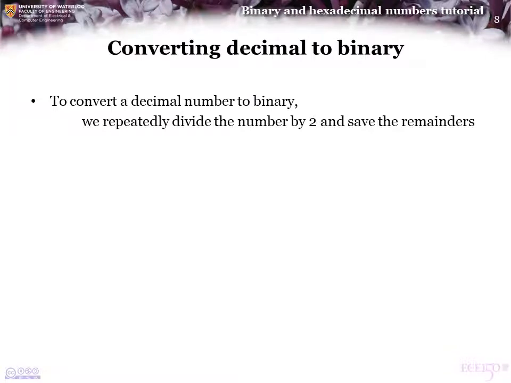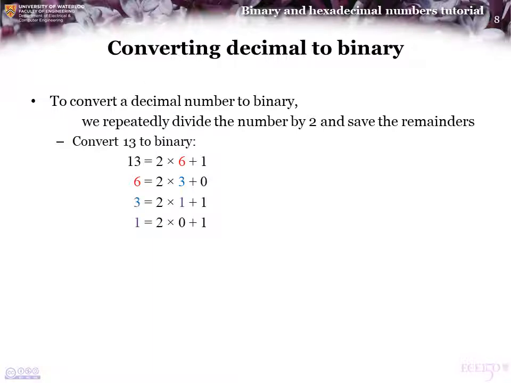To convert a number that is in decimal to binary, this is a little bit more involved. What we're going to do is repeatedly divide the number by 2 but save the remainders. So to convert 13 to binary, we notice that 13 is equal to 2 times 6 plus a remainder of 1. Now 6 is 2 times 3 plus 0 because it's even. 3 is 2 times 1 plus 1. 1 is equal to 2 times 0 with a remainder of 1. All right, now that this value here is 0, we are complete.